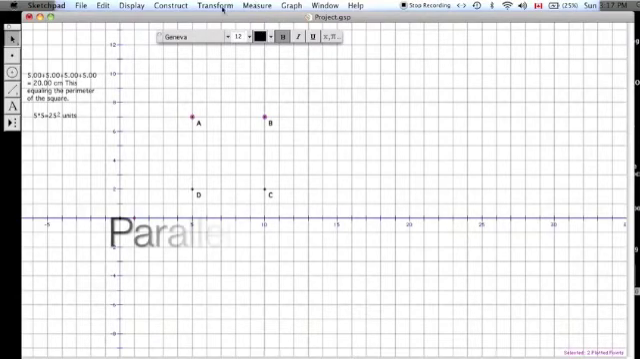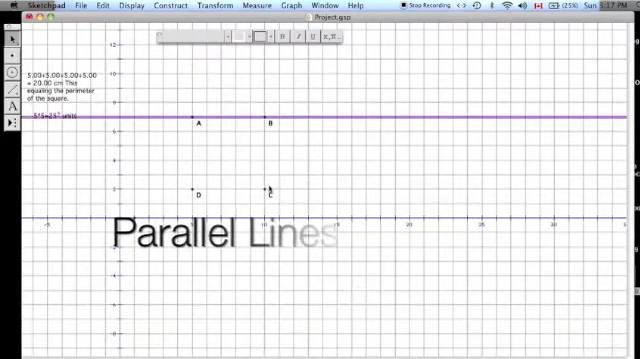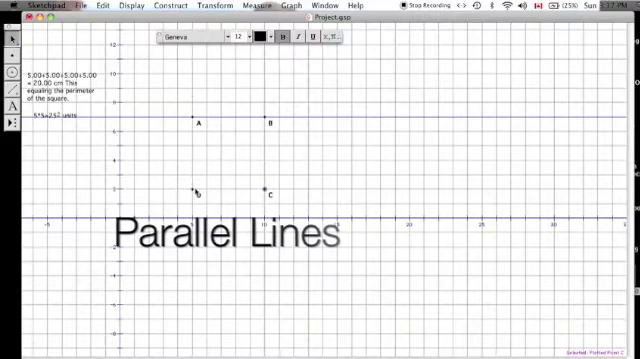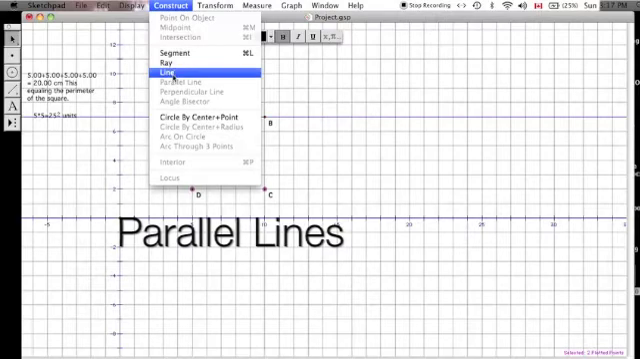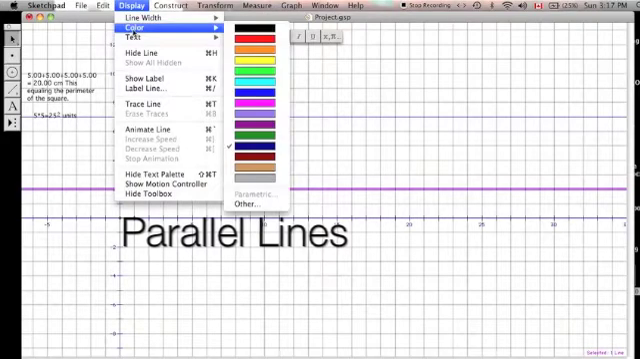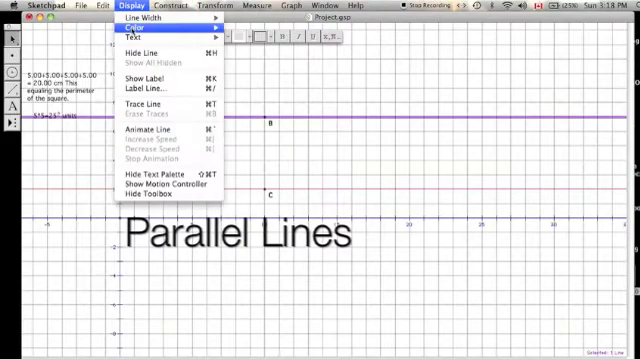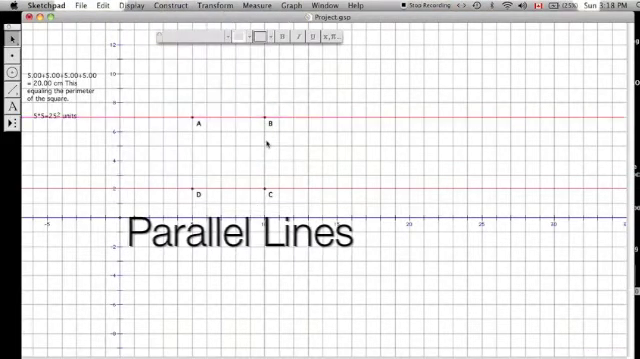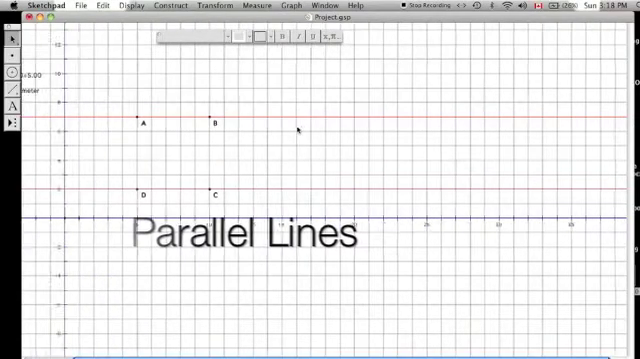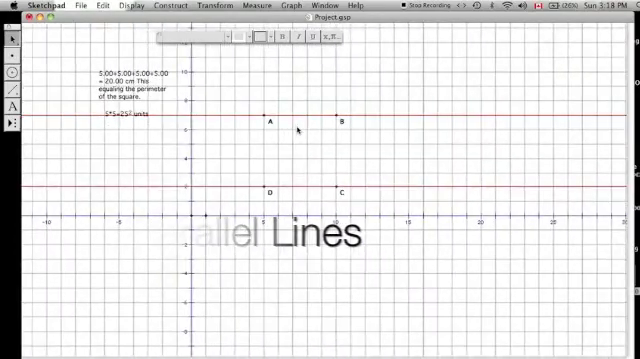I'm connecting the 2 points, but rather than making a segment, I'm going to make a line. This will extend it on forever so you can tell if it is parallel for sure. With these 2 lines plotted now, you can tell that they do not connect at either ends. When I scroll to the left and scroll to the right, there's no point where they touch.